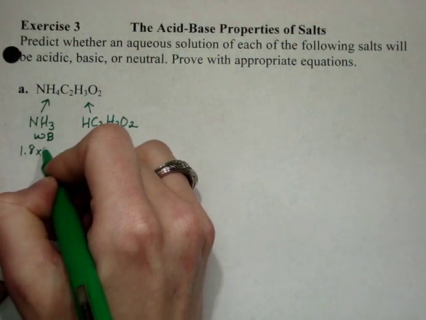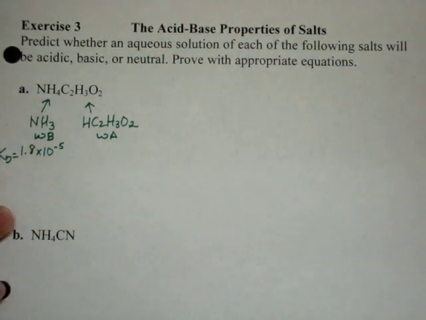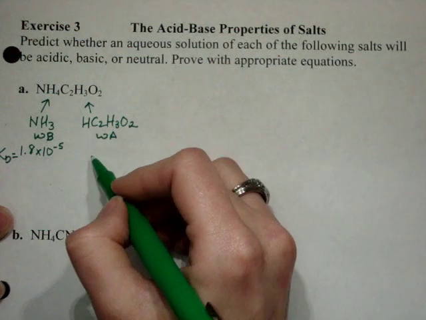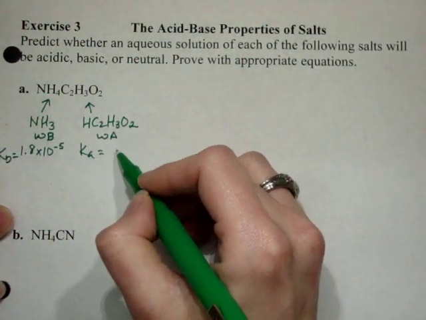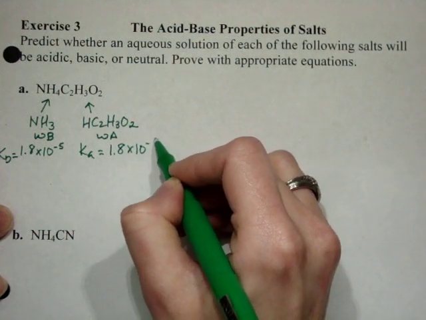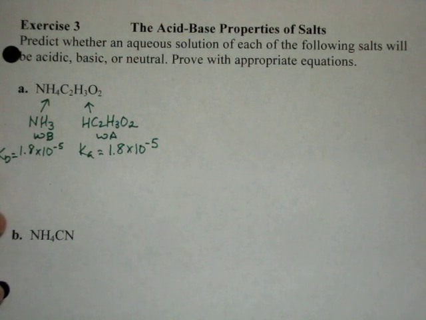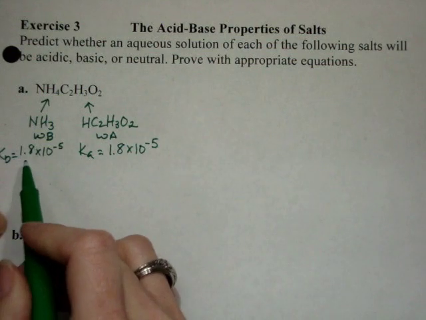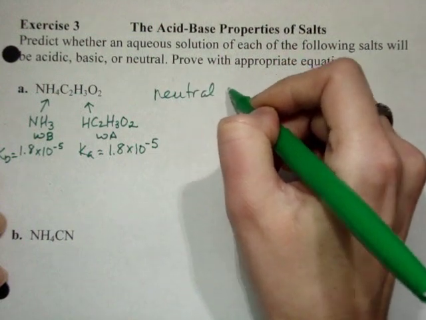The Kb for the ammonia is 1.8 times 10 to the negative fifth. And the Ka for the acetic acid is also 1.8 times 10 to the negative fifth. They just so happen to be equal. So what we have going on here is, based on the Ka and the Kb, I can tell you that this is going to be a neutral salt.